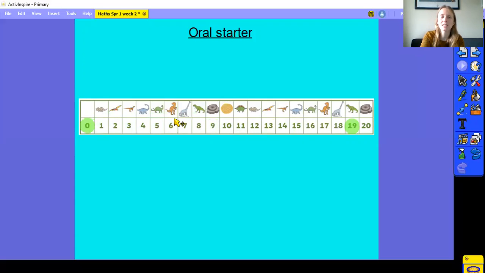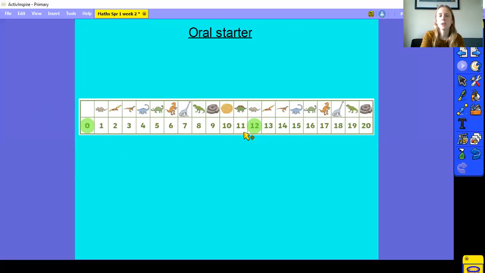This time, let's start at 0, and we'll stop at number 12. First, we're going to count forwards, and that means that our numbers are going to be getting bigger. We're going to start with our smallest number, and that is 0. Off we go. 0, 1, 2, 3, 4, 5, 6, 7, 8, 9, 10, 11, 12.